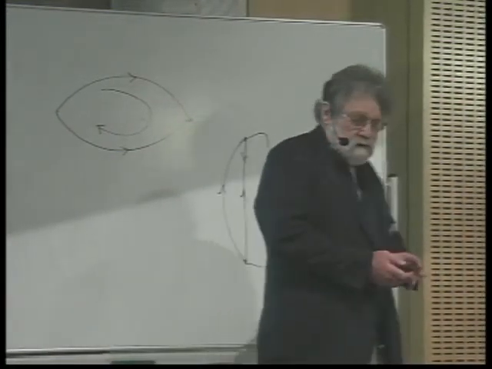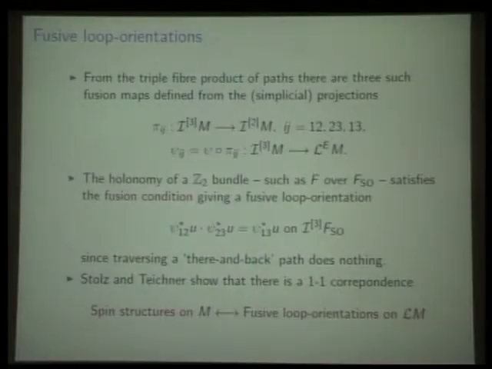This was introduced, as I say, by Stolz and Teichner. So the point is that on the loop space, this is a condition which makes sense and which in some sense says that the function looks a little bit like it came from the underlying manifold. Okay, and so what Stolz and Teichner showed is that if you take a spin structure on a manifold, you get loop orientations which satisfy this, and these are in fact in one-to-one correspondence. So you really solve the problem.